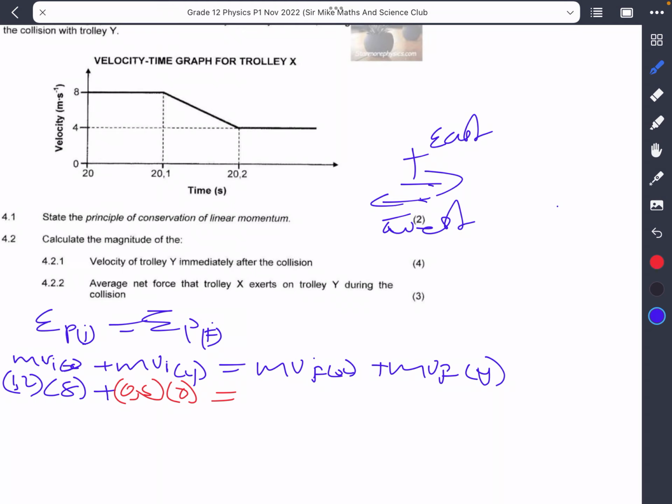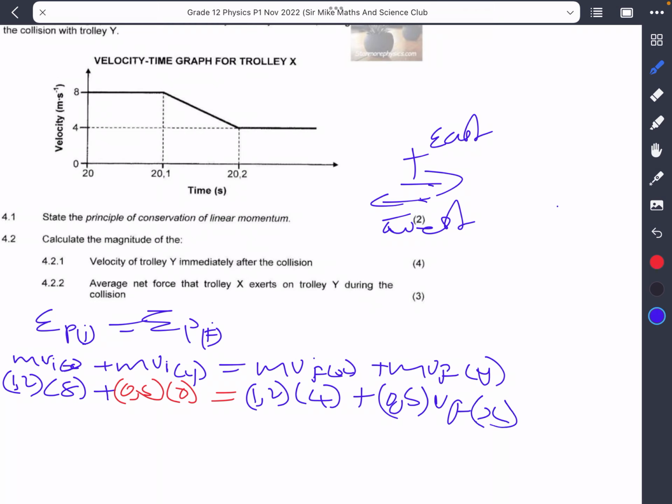So in this case, after the collision, we know that trolley X was moving at 4 meters per second, in the same direction. The mass still is the same, so that would be 1.2 multiplied by its velocity, which would be 4, and then that would be plus the mass of trolley Y, which is 0.5, multiplied by its velocity, which we don't know right now. So I'm just going to leave that as VF Y.